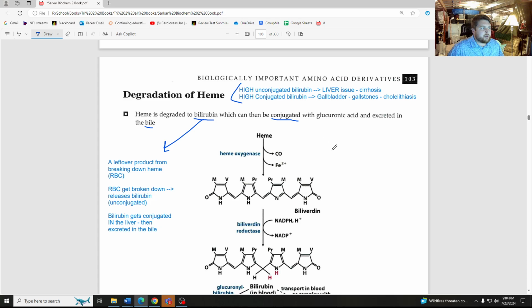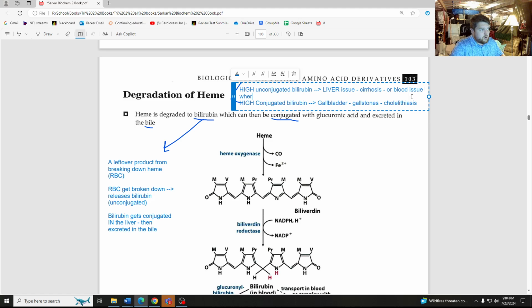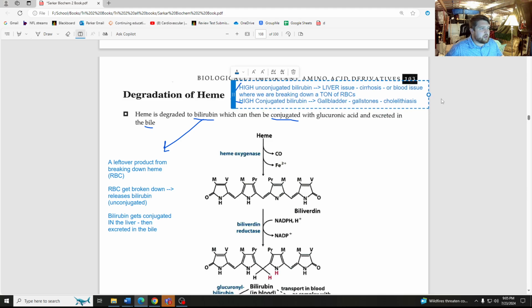Unconjugated versus conjugated bilirubin, where it gets conjugated, and what's going on if it's not. Another reason why we can have really high conjugated bilirubin is if we have a blood issue where we are breaking down a ton of red blood cells. This would be something where our body's recognizing that our red blood cells are not the way that they're supposed to be.